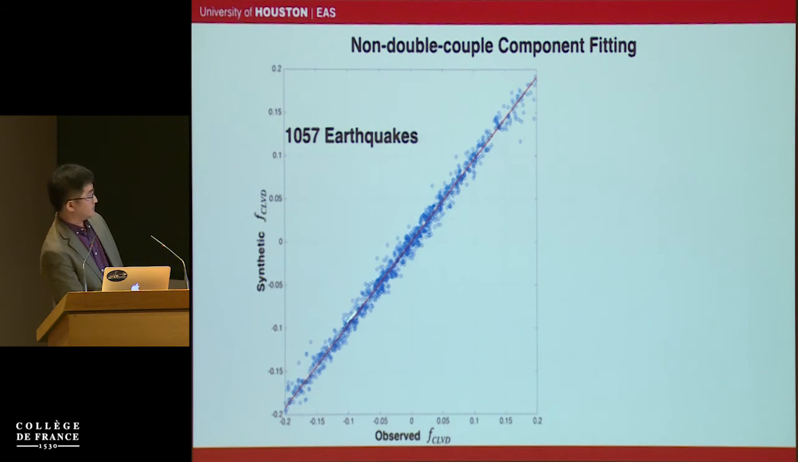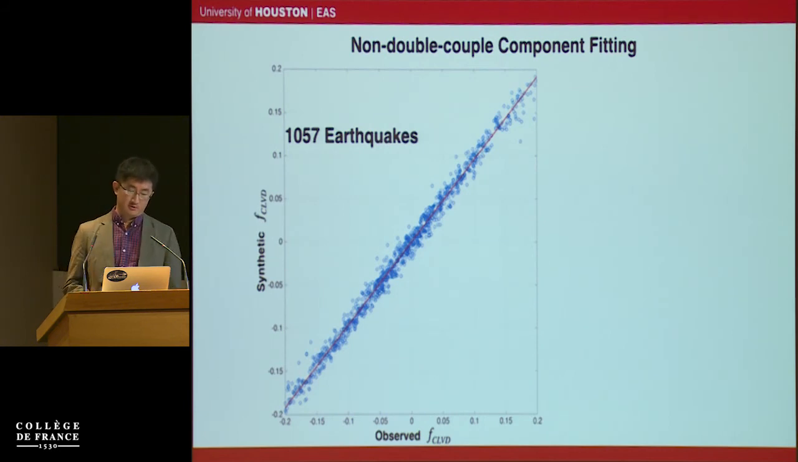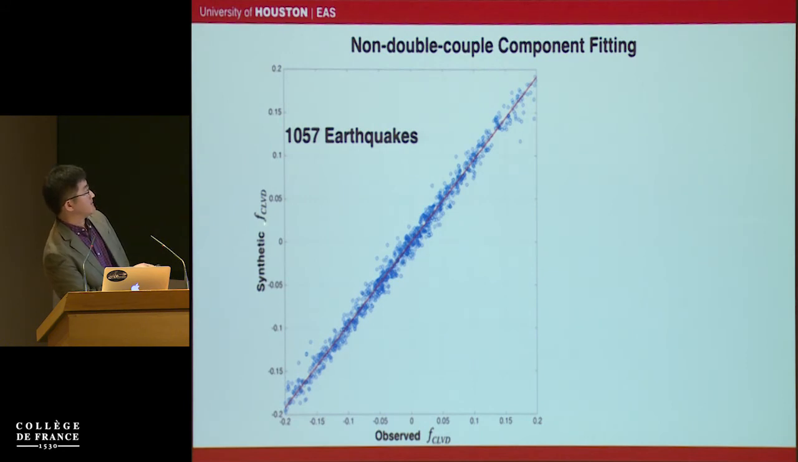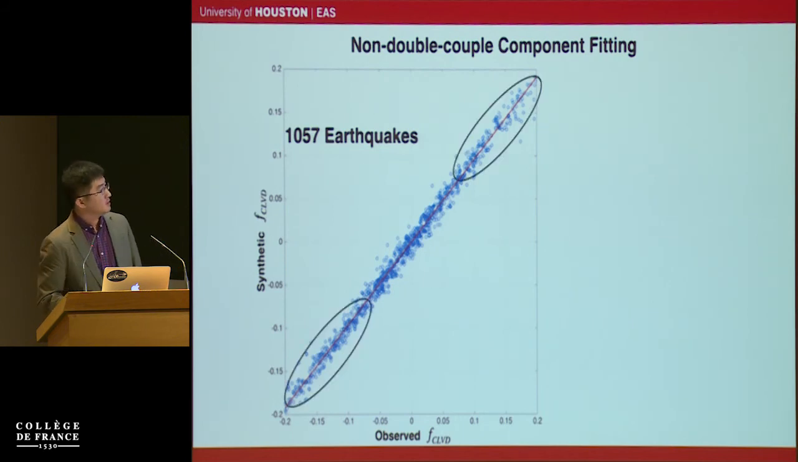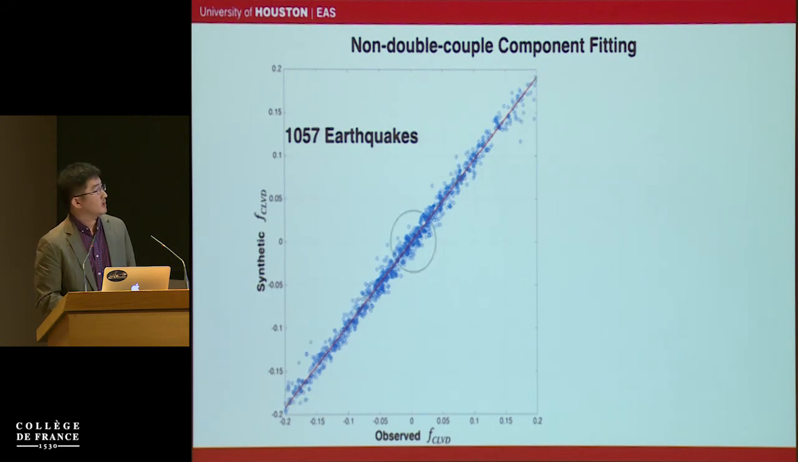So in this plot, those are the dots. For each earthquake, we have the observed moment tensor, and we could compute the observed FCLVD. And we use our model to predict the synthetic moment tensor. We compute the synthetic FCLVD, and we plot them against each other. What you can see along this line is that we have some large non-double couple components, and we have some smaller ones because that's 0. And we were able to fit both. Both the large non-double couple and the small ones are fitted using the anisotropic model.